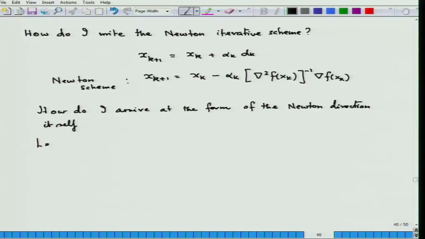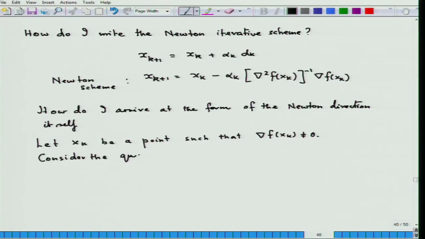So let xk be a point such that xk is not a minimum point. Now, what I require is the following: consider the quadratic approximation of the function around x bar, xk.